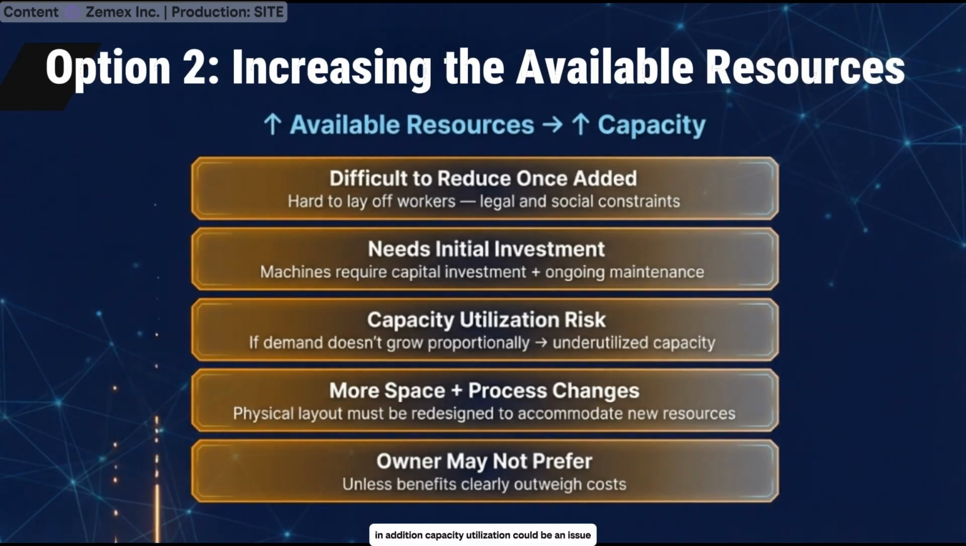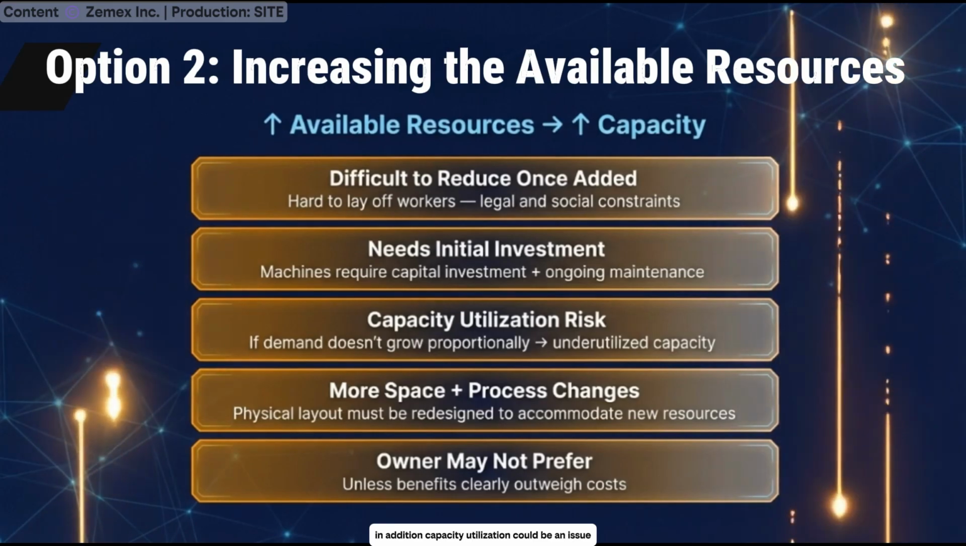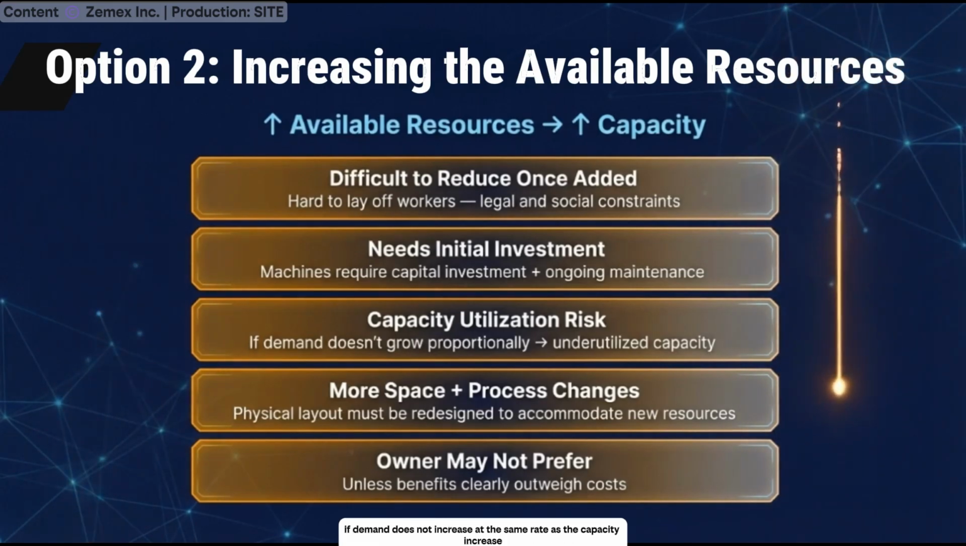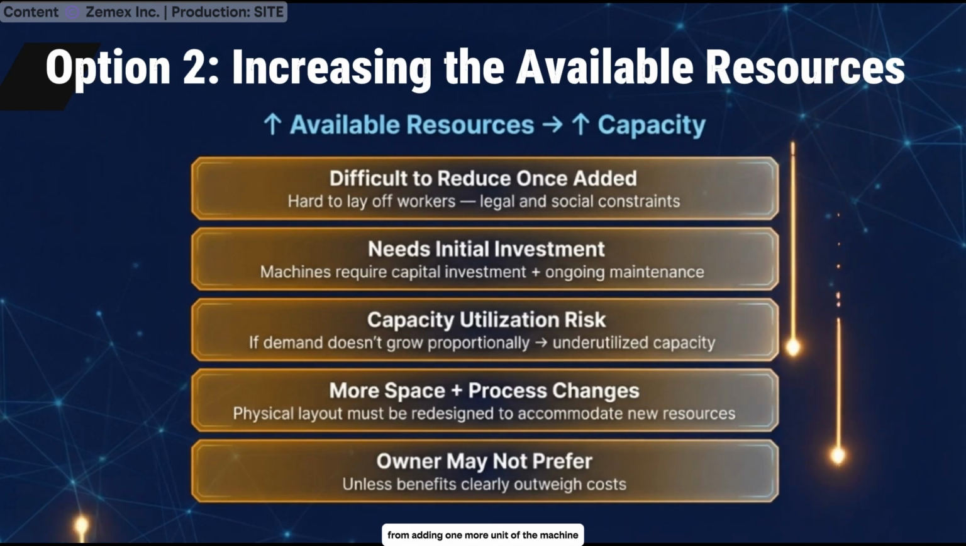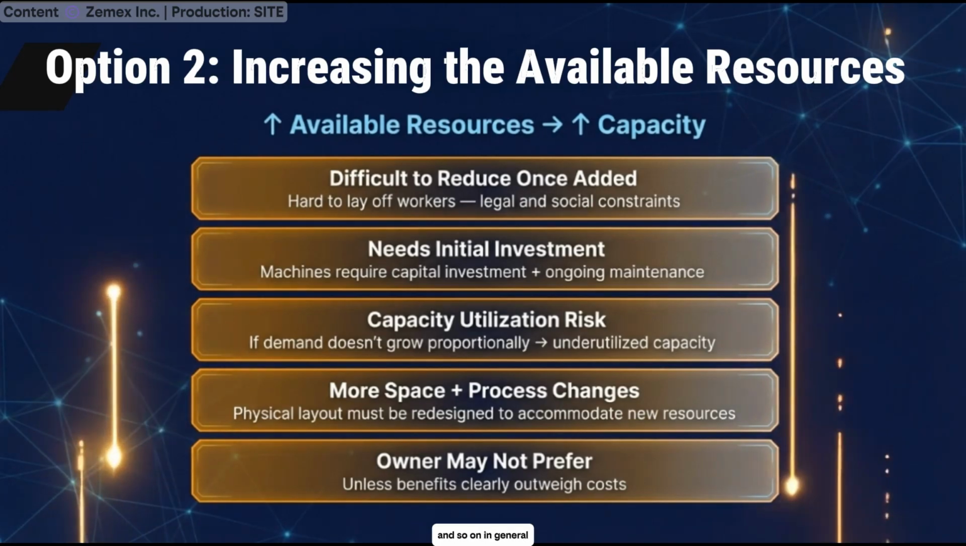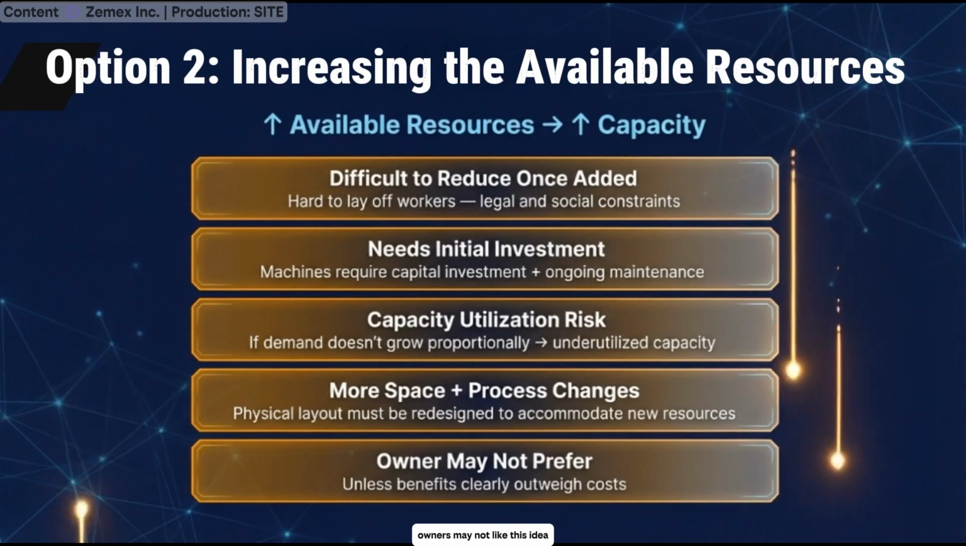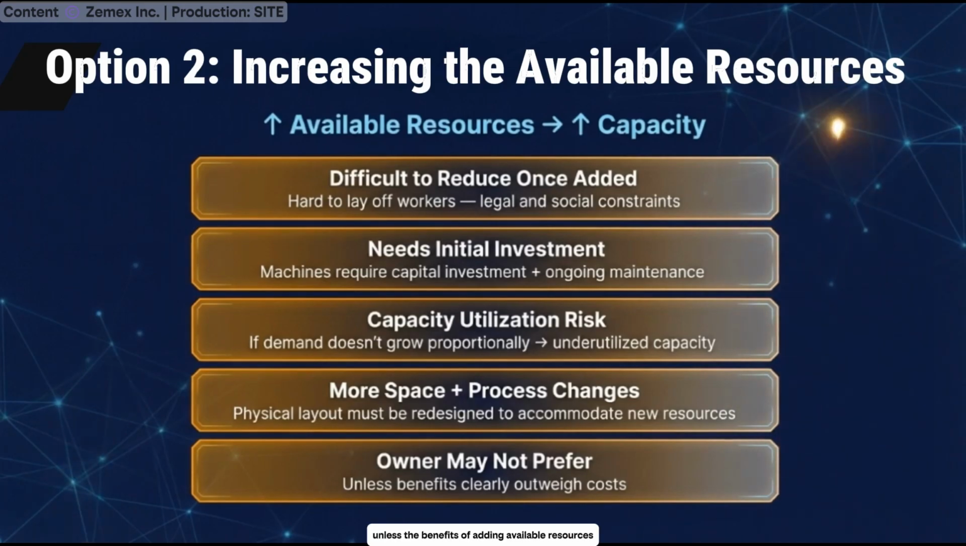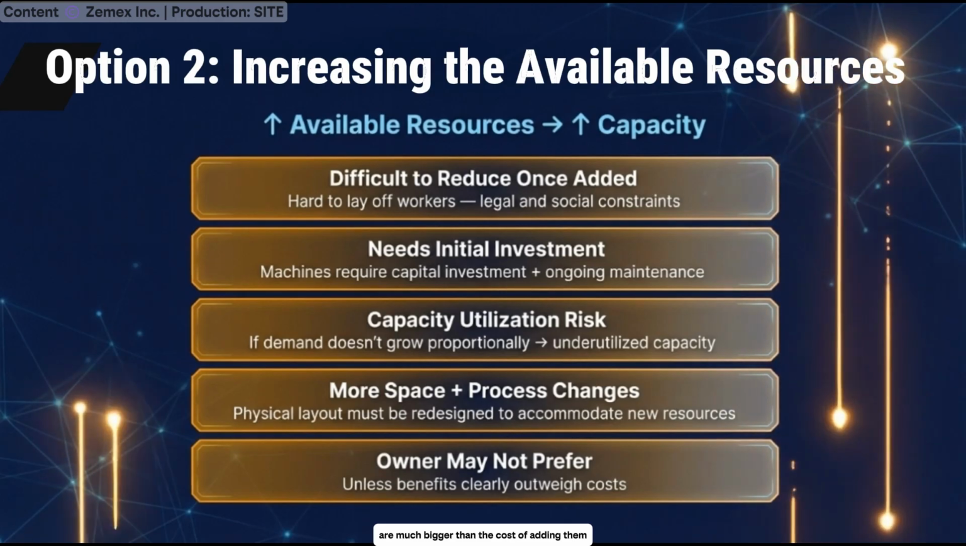If it is a machine, obviously you need a significant initial investment and space, and you also need to take care of maintenance and depreciation of those assets. In addition, capacity utilization could be an issue if demand does not increase at the same rate as the capacity increase from adding one more unit of the machine. Sometimes the material flow needs to be redesigned due to the additional machine, and so on. In general, owners may not like this idea unless the benefits of adding available resources are much bigger than the cost of adding them.